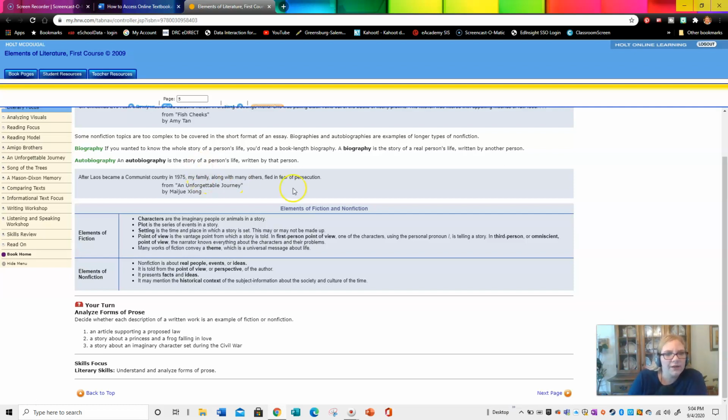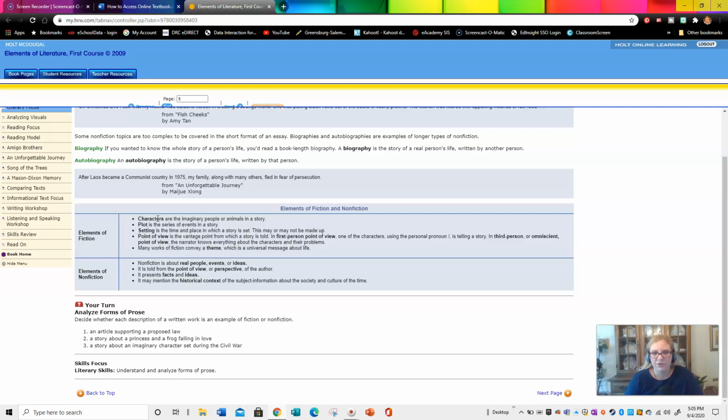So we have a chart here of the elements of fiction and nonfiction. So fiction is going to have characters, a plot, setting, time or place, a point of view. So somebody, a narrator, is telling the story. And of course we know if it's first person, they're going to be telling the story with the personal pronoun I. If it's third person or omniscient, it's going to be using the pronouns he, she, they. And the story will be about them, not from their point of view. Many works of fiction convey a theme, which is a universal message about life. And we will be talking a lot about themes this year.